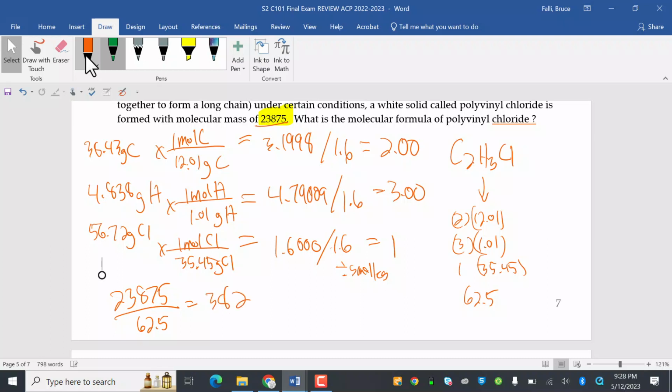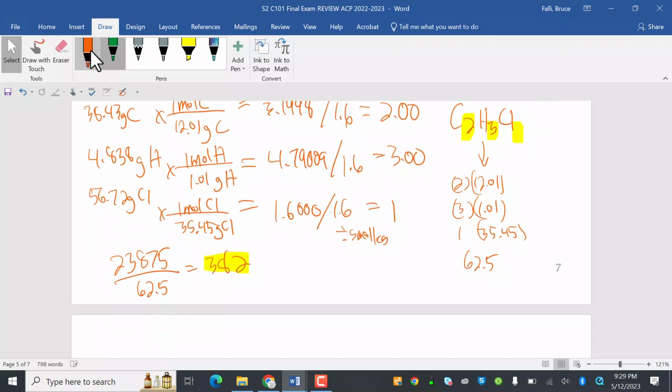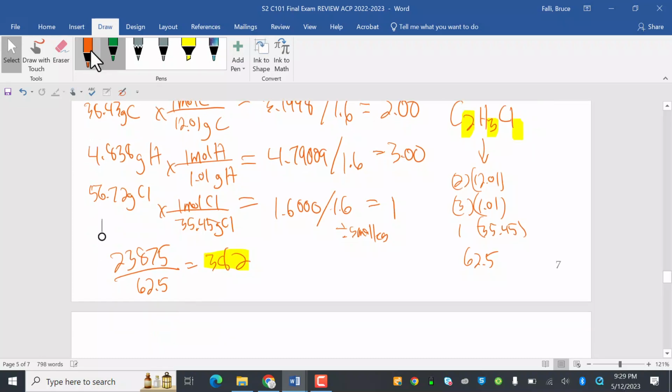Wow. Okay. So that means I've got to multiply 382 times every subscript here. So 382 times 2 would be C764. H 3 times 382 is H1146. And Cl382.